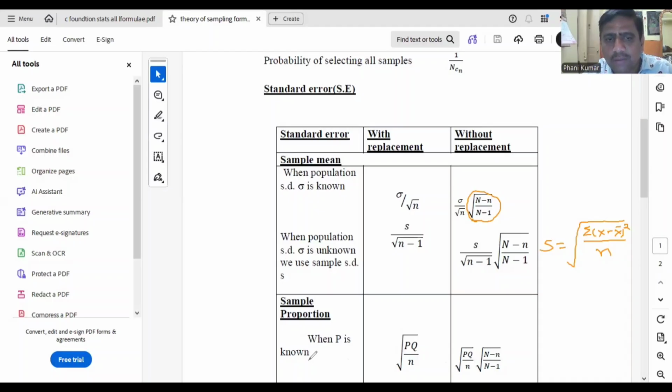When population proportion P is not known, use sample proportion small p, which is given by x by n. When you are using sample proportion, the formula becomes root small p small q by n. And without replacement, it is root small p small q by n into root of n minus n by n minus 1. Whenever population p is not given, use sample proportion small p. These are the formulas in sampling. Remember.